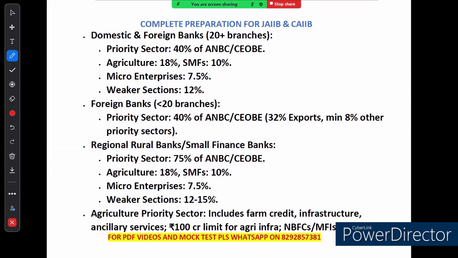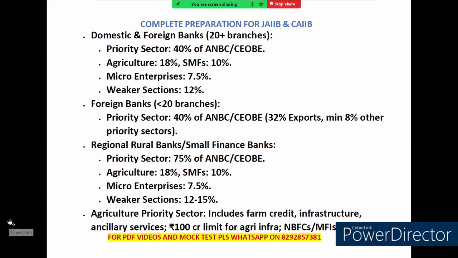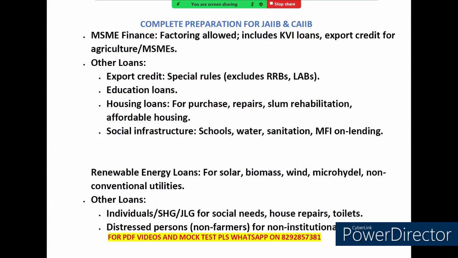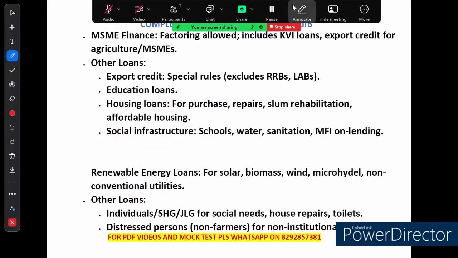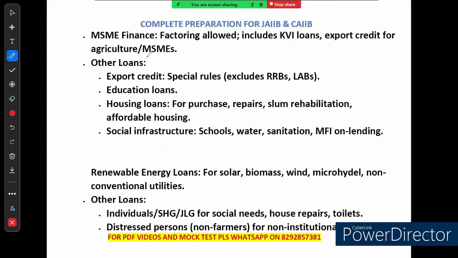Now, agriculture lending includes loans for farming, setting up farming infrastructure like warehouses, and services like transport. There is a 100 crore limit for agriculture infrastructure loans. You know about NBFC, non-banking financial company, and an MFI can lend for these loans. Now MSME loans. Loans for small and medium enterprises are important. Factoring, a way for businesses to get quick cash for invoices, is allowed. Loans for Khadi, KVIC, you can see, Khadi and village industry loans and agriculture export are also covered.